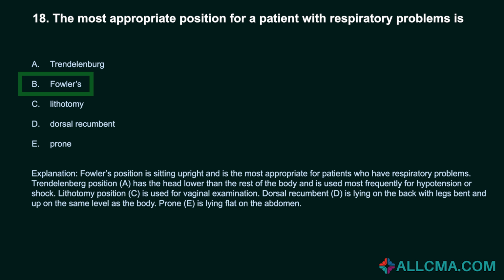Trendelenburg position, A, has the head lower than the rest of the body and is used most frequently for hypotension or shock. Lithotomy position, C, is used for vaginal examination. Dorsal recumbent, D, is lying on the back with legs bent and up on the same level as the body. Prone, E, is lying flat on the abdomen.